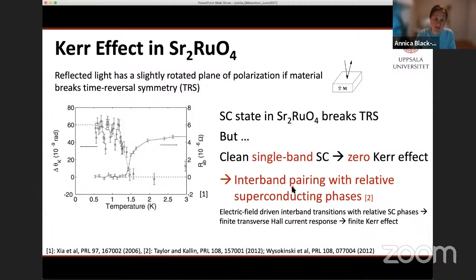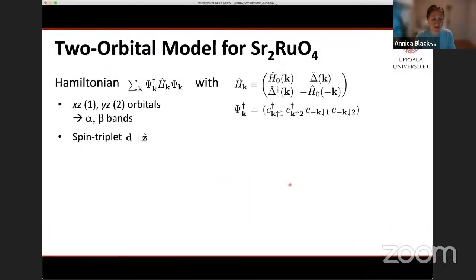You need to actually have an interband pairing in the material with a relative superconducting phase to get a finite Kerr effect. It has to do with needing a finite transverse Hall current response, and to get that, you actually have to have multiple bands involved. And now you can maybe already see that this interband pairing is exactly what I need for the odd frequency state. So when we discovered that this material has a measured Kerr effect that seemed to only be there with interband pairing, we got very excited. So we started looking at this: could we link these two with each other?